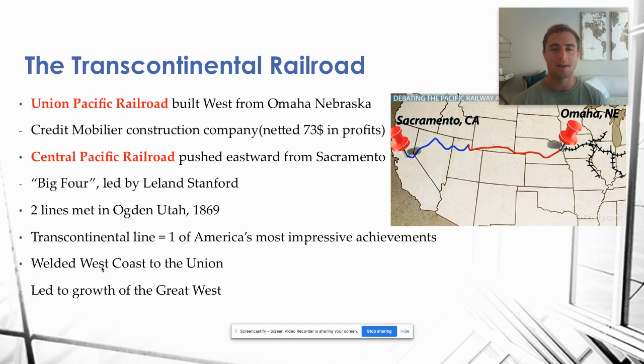What that means is they conducted grafts, and they netted $73 million in profits when they did this. Another example of the corruption of the Gilded Age.